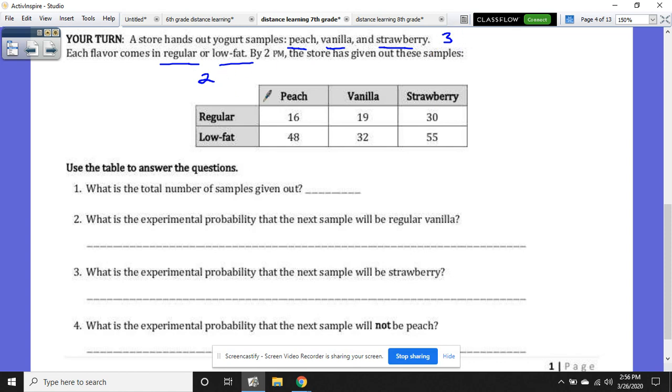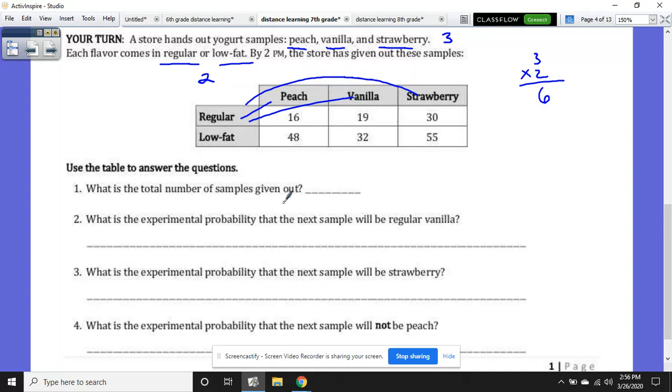So first off, how many different possibilities am I going to have? Well, what is 3 times 2? Well, that's 6. So I'm going to have 6 different possibilities. You can see them here. Regular with peach, right? Regular with vanilla, and regular with strawberry. That's 3. Then I can have low fat with peach, low fat with vanilla, low fat with strawberry. That's another 3. So I have 6 possible outcomes, okay?